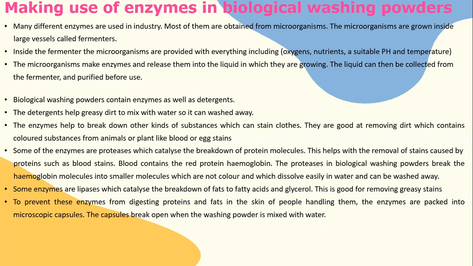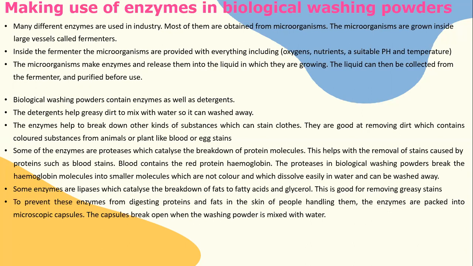Biological washing powder contains enzymes as well as detergent. The detergent helps greasy dirt to mix with water so it can wash away. The enzymes help to break down other kinds of substances which can stain clothes. They are good at removing dirt which contains colored substances from animals or plants, like blood or egg stains. Some of the enzymes are proteases, which catalyze the breakdown of protein molecules. This helps with the removal of stains caused by proteins such as blood stains.